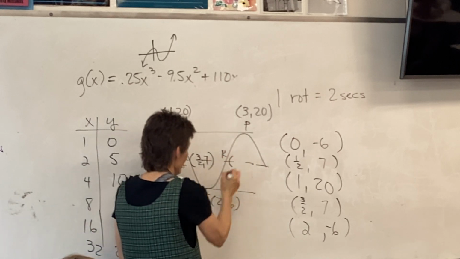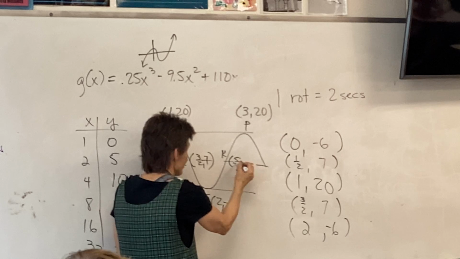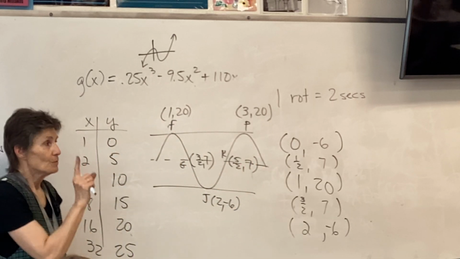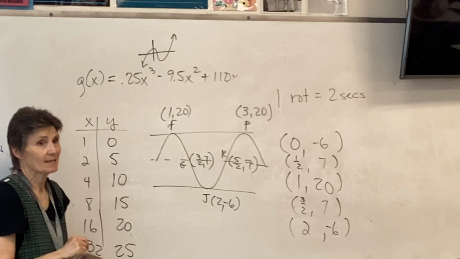And what will this one be? 5 halves, 7. Those are your best choices, I think.